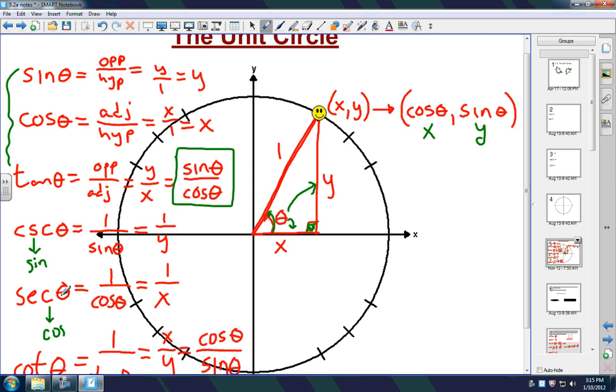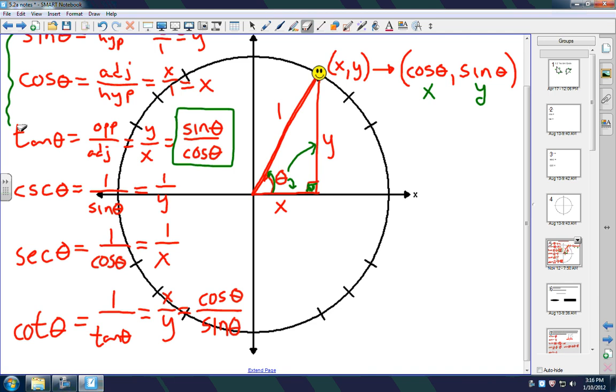Okay. Cosine starts with a C, ends in an S. This guy's just backwards. Ends with a C, starts with an S. So however you got to figure out to memorize those, please do. Cosecant goes with sine. Secant goes with cosine.